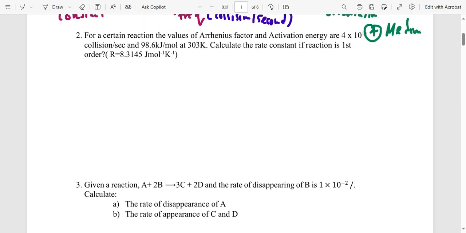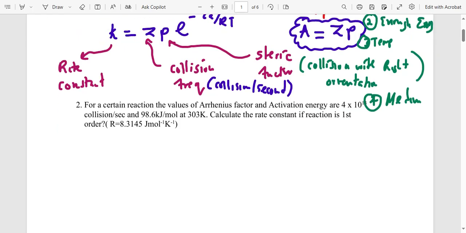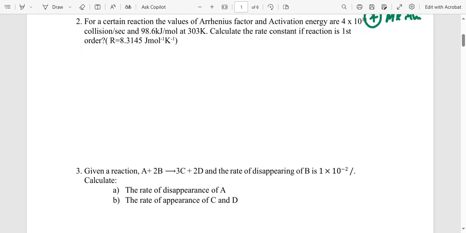Question 2 is saying for a certain reaction, the value of the Arrhenius factor. If you multiply A, Z, and P, it gives you the Arrhenius factor. So for a certain reaction, the value of the Arrhenius factor and activation energy have been given: 4 times 10 to the power 13 collisions per second and 98.6 kilojoules per mole at 303. Calculate the rate constant if the reaction is first order.